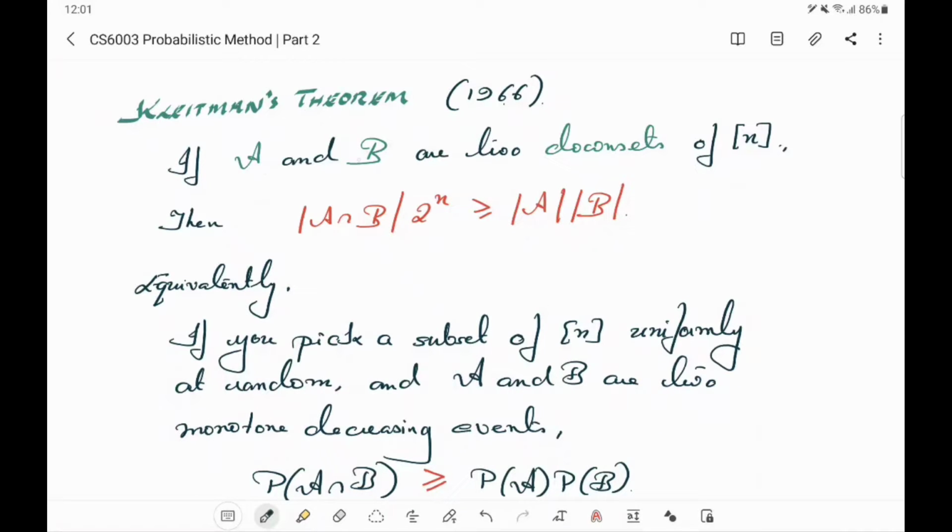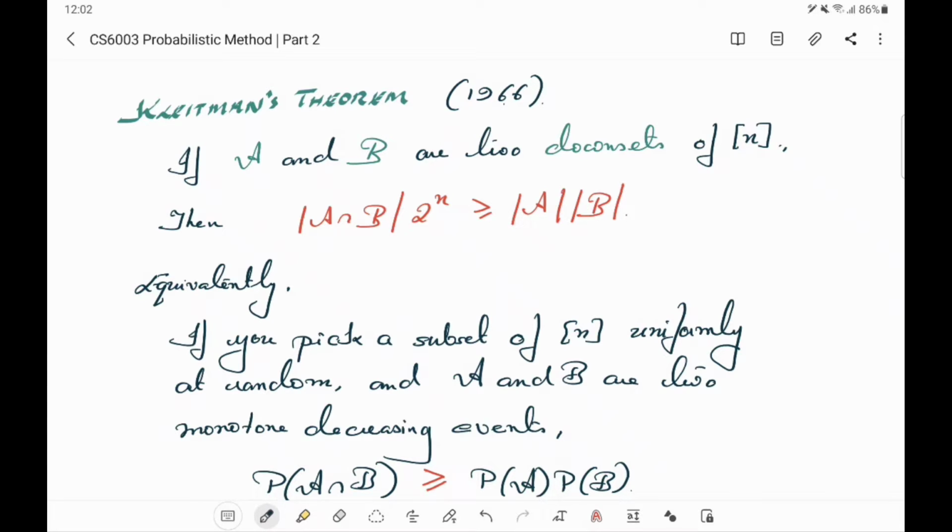If script A and script B are two downsets of n, so they are a collection of subsets of n, or a subset of the power set of n, such that if a set is in the collection, then every subset of that set is also in the collection. That was the definition of downsets. I'm sure you will remember it because we worked out a lot of examples in the last class.